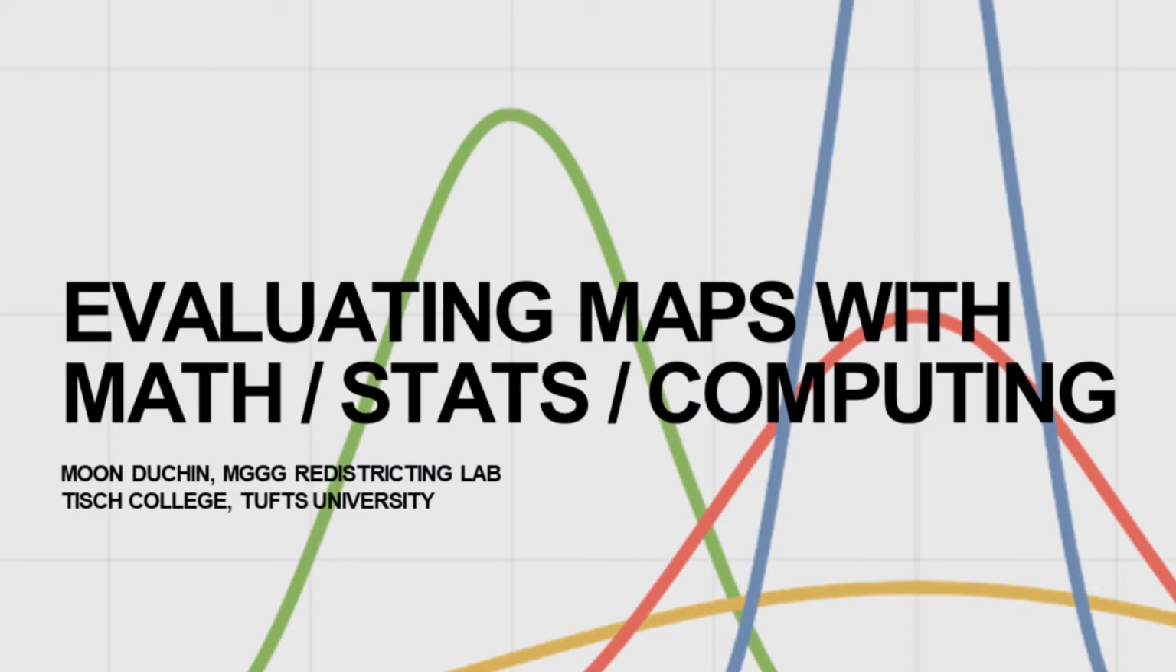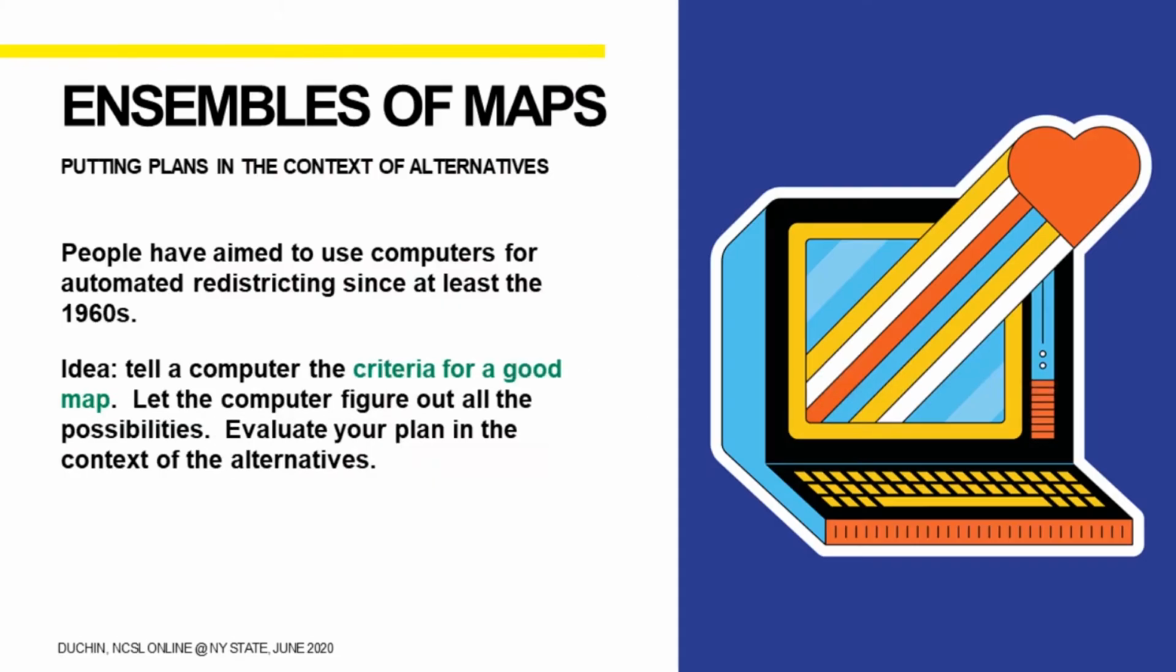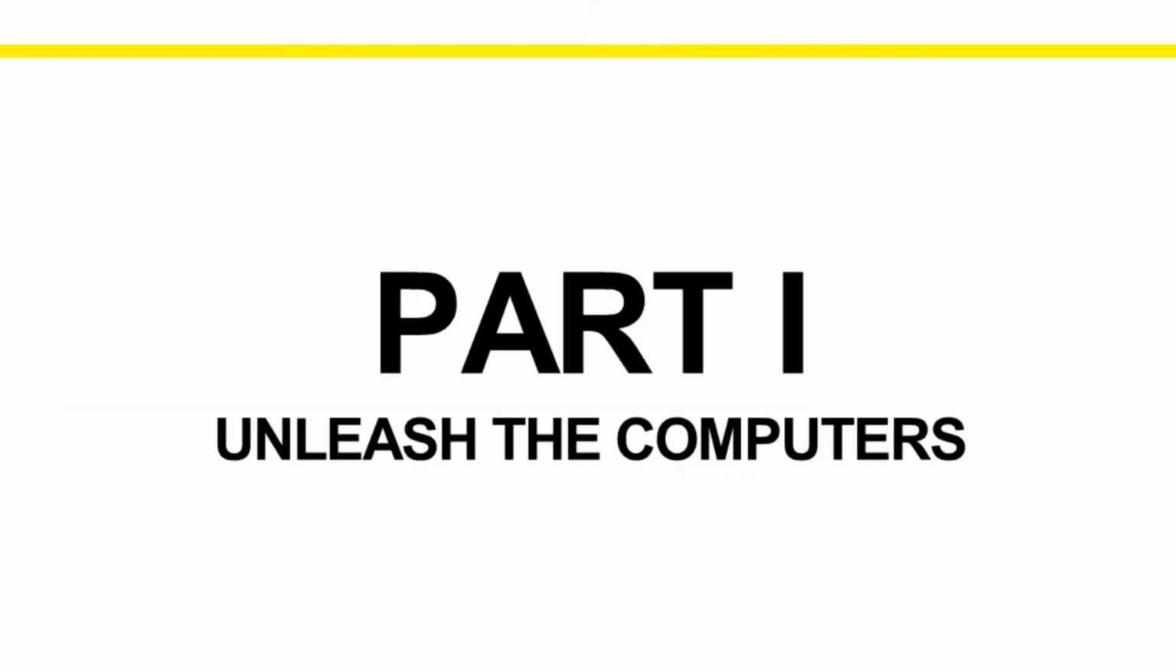Hi, everyone. As you just heard, my name is Moon Duchin. I'm a math professor at Tufts University, and I also run a lab that does redistricting work. I have a request for you: since I am a professor, I really thrive on explaining something and then getting questions. So I'm going to leave a couple of minutes for questions at the end of my short presentation, and my request is that you try to see if you have any. Okay, here we go.